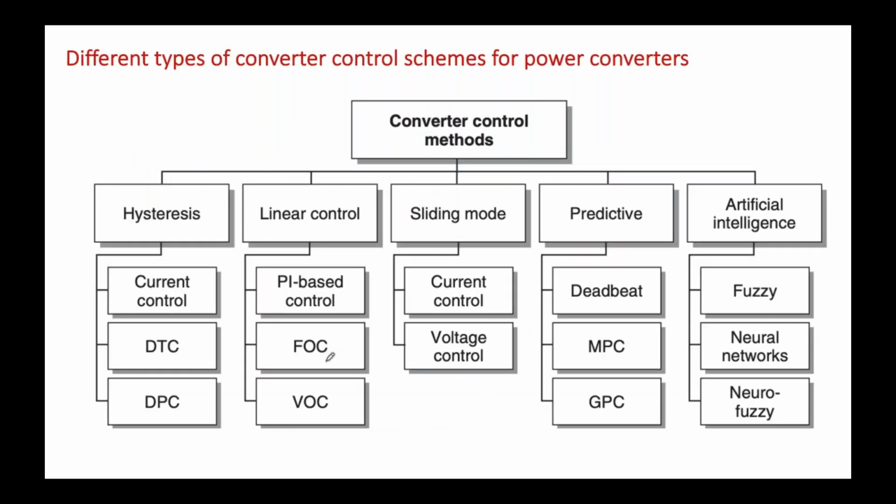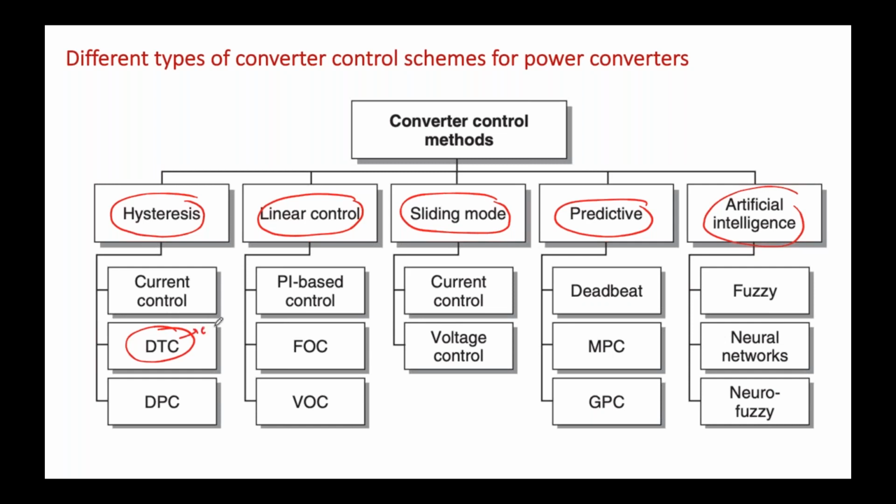So all these converter control methods are available in literature. Depending on requirement and situation, you can adopt these methods. These are all the various controllers. Hysteresis controllers are available in literature. Linear controllers are also available. Sliding mode controllers are also available. Predictive controllers and artificial intelligence controllers are also available. Generally, hysteresis controllers are adopted in the direct torque control method for drives applications. For grid connected inverters, they adopt direct power control, DPC, nothing but the direct power control method.